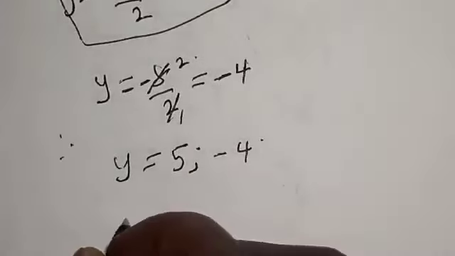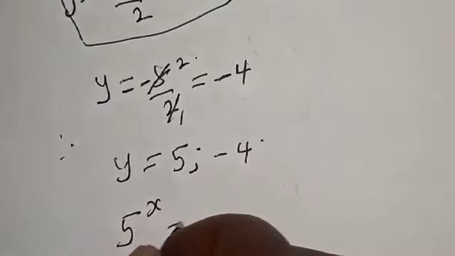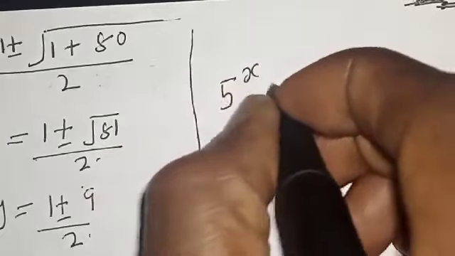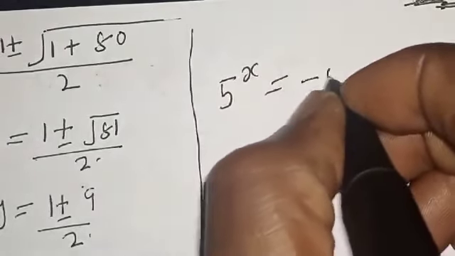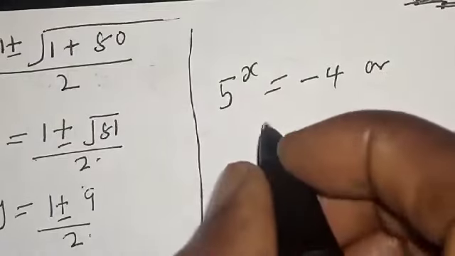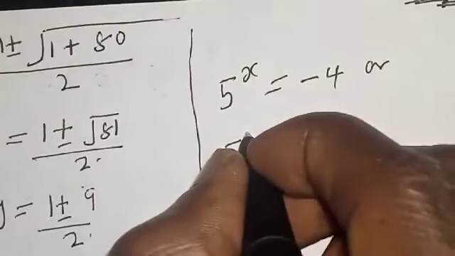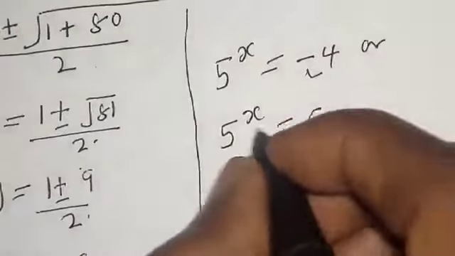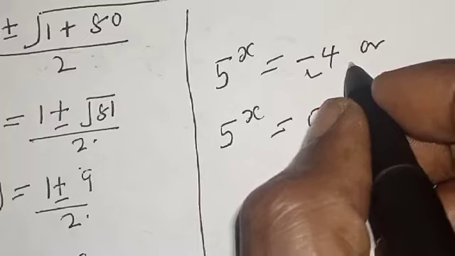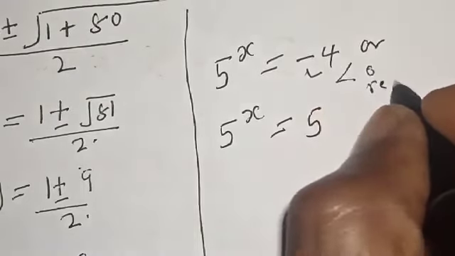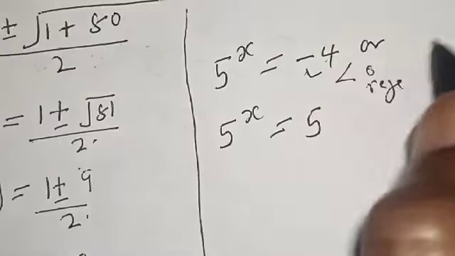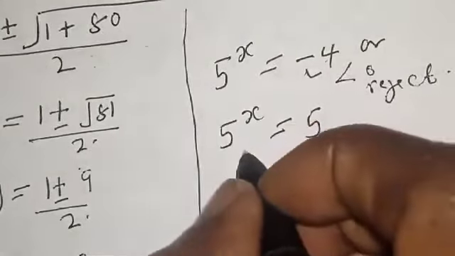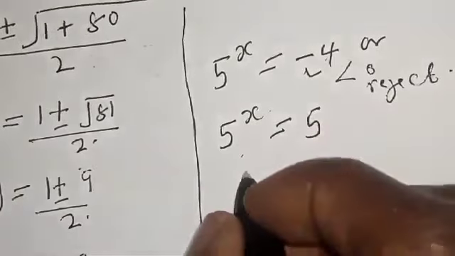But recall that 5 raised to power x is equal to what? y. 5 raised to power x is equal to minus 4, or 5 raised to power x is equal to 5. From here, 5 raised to power x is equal to minus 4. This is less than 0. We reject this because 5 raised to power x cannot take a negative value. Then the true solution we have is 5 raised to power x is equal to 5.